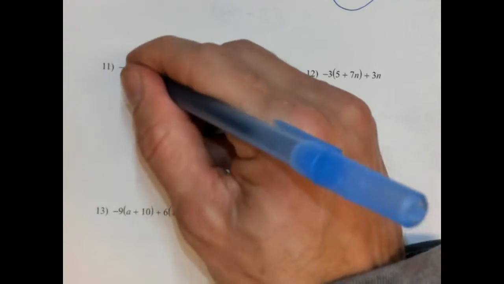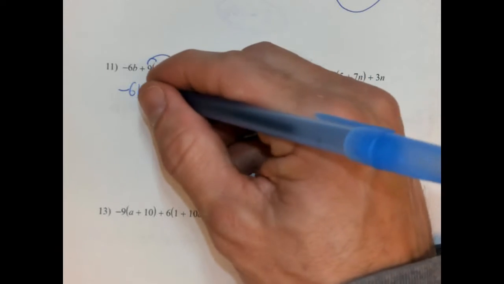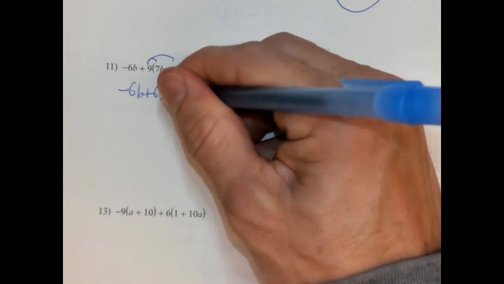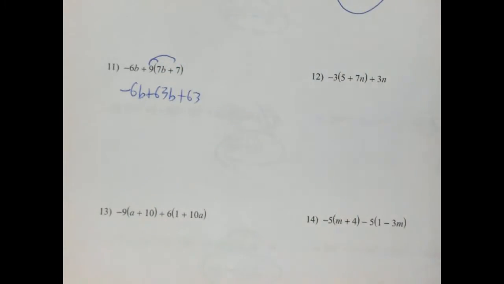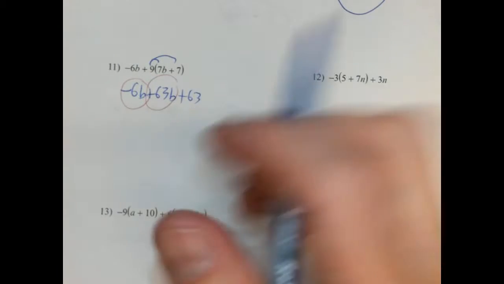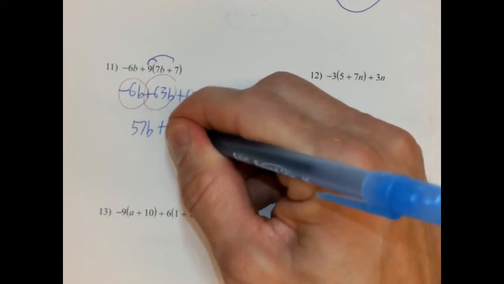Okay. We're going to distribute this 9. So bring down the negative 6b, and then 9 times 7 is 63, so plus 63b, and then 9 times 7 again is 63. So we're going to combine our b terms here, so negative 6b plus 63b, so negative 6 plus 63 would be 57b, positive, and bring down the 63.